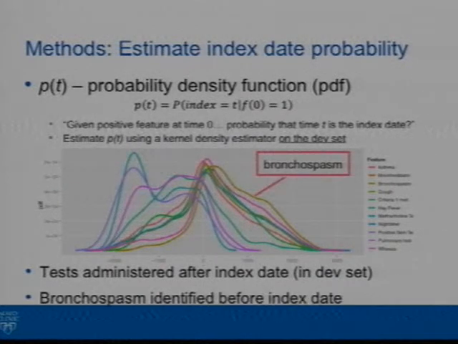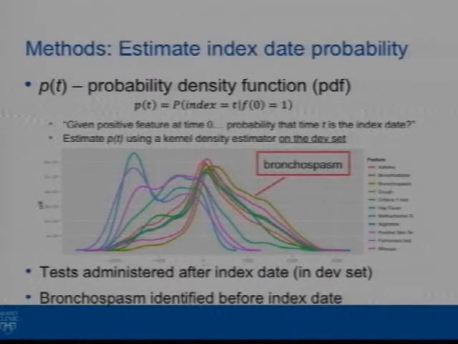On the other hand, bronchospasms are kind of the other side of the picture. You see that time 0 is when the bronchospasm was found, and over here you see how likely it is that the index date occurred. So with bronchospasms, the majority of the time, the index date, or the beginning of asthma, happens at or after you start having an episode of bronchospasm.